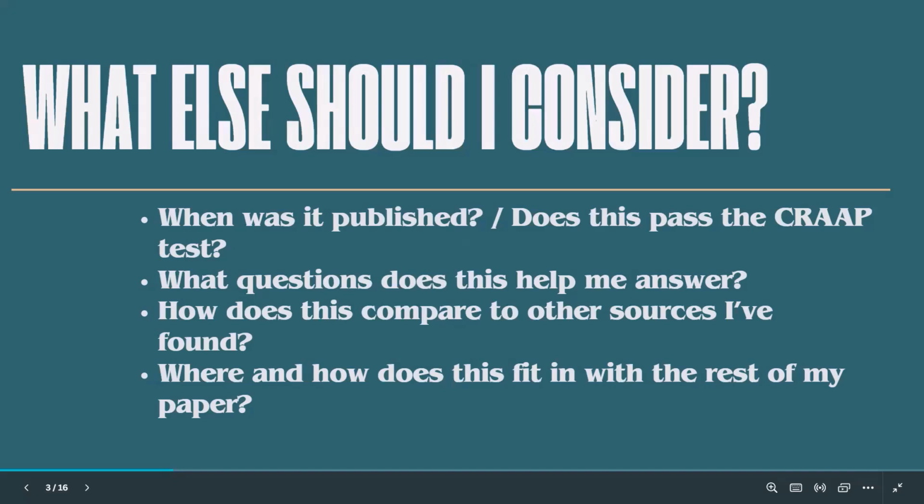What questions is this article helping you answer? Is it providing meaningful support in some way? How does it compare to other sources you found? Is it saying a lot of stuff along the same lines, or is it offering a drastically different viewpoint? And where and how does it fit with the rest of your paper? Is this an integral piece of providing support for your argument? Or are we just trying to slip that fourth source in there and calling it a day? It's okay, I've been there.